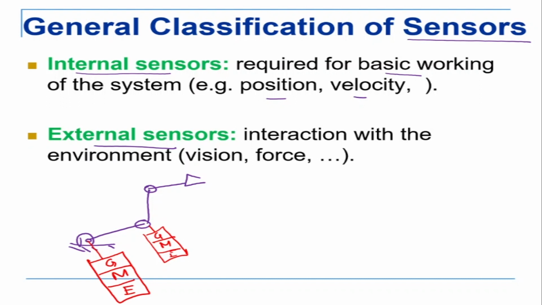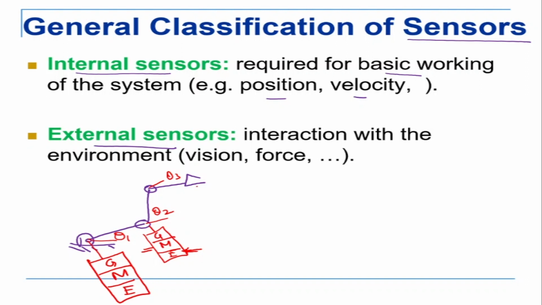So here we said that for the basic working of this joint, what we need is an actuator and a sensor. The sensor has to tell the controller the present position of the joint or the links, so that the controller can decide how much voltage or how much actuation to give to move the link from some position to some other position.